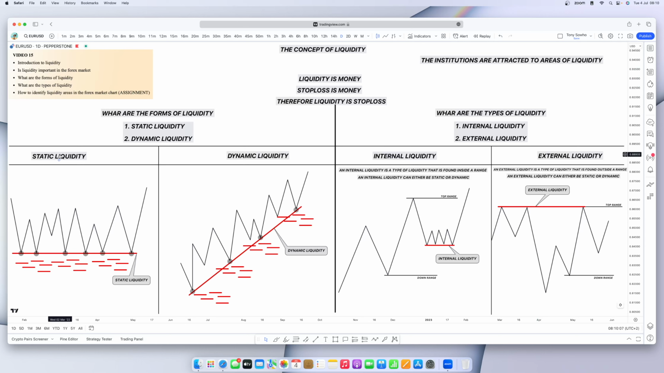So yes, I've been able to explain to you static liquidity and dynamic liquidity. These are the two forms of liquidity. The types of liquidity are internal and external. Internal is found inside the range. It can either be static or dynamic. External liquidity is found outside the trading range. It can also be static or dynamic. And in order for you to be able to spot internal and external liquidity, you need to have a very good understanding of market range and how to draw it. If you do not understand that, go back to the video on market range.